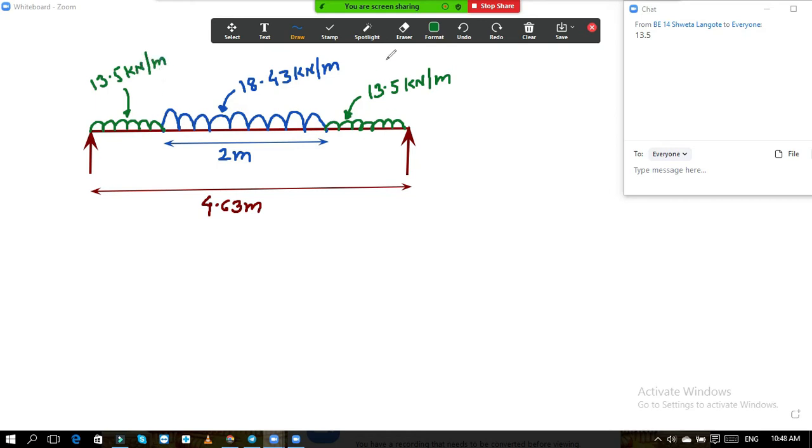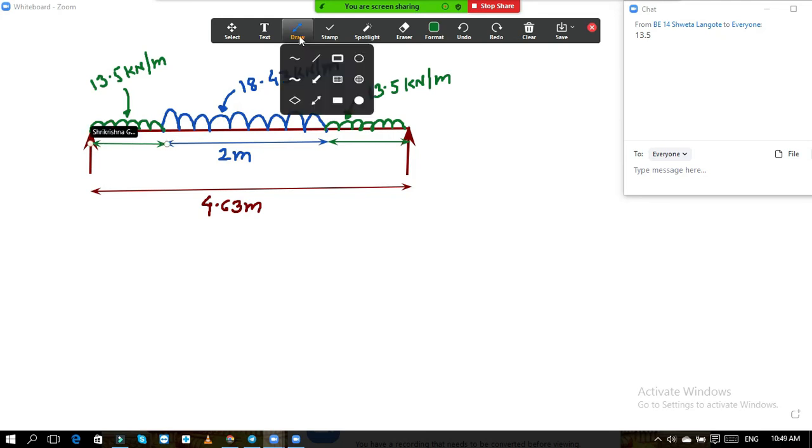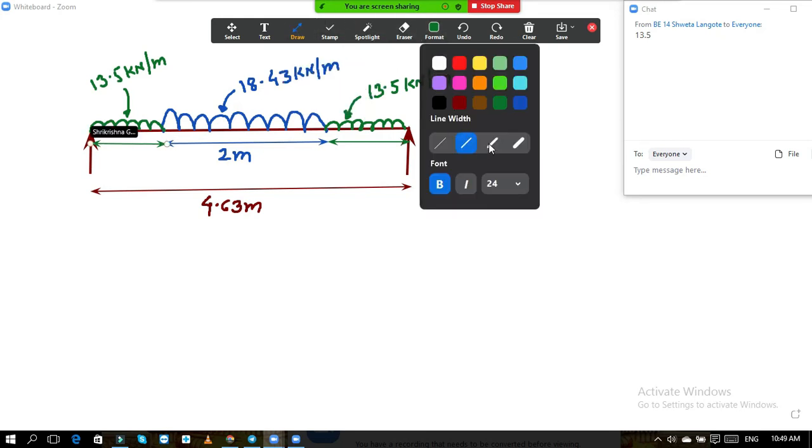Now the important thing is, what is this length? This length, how much will it be? That is the important thing. What is the span? So how do we calculate that?